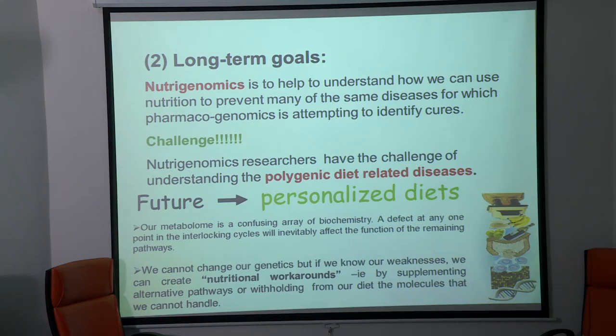That's the major challenge. Nutrigenomic researchers have the challenge to understand the polygenic diet trait. All these diseases like diabetes, cardiovascular diseases, obesity, arthritis, they are all polygenic. When a single gene is involved, you can easily alter it and make the difference. But these are all polygenic traits. So how does one move ahead with nutrigenomics with polygenic traits? That's the challenge. We cannot change our genetics, but if we know our weaknesses, we can create nutritional workarounds, right? I cannot change my genes, but with what I'm going to eat, I can create those workarounds by supplementing alternative pathways or withholding something from my diet so that my body can handle the disease disposition which I have.